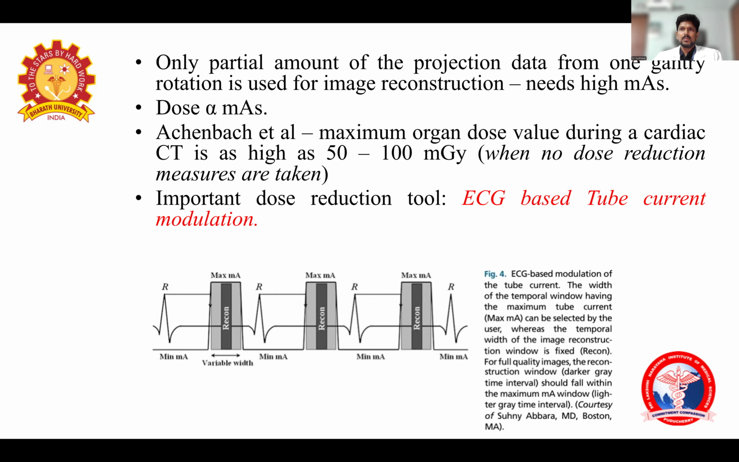Only a partial amount of the projection data from the rotation is used for image reconstruction. As I mentioned, dose is directly proportional to the mAs. There was a study, Einstein et al., where the maximum organ dose value during a cardiac CT is as high as 50 to 100 millisievert if no dose reduction measures are taken. So an important dose reduction tool is ECG-based tube current modulation. This is ECG-based tube current modulation.